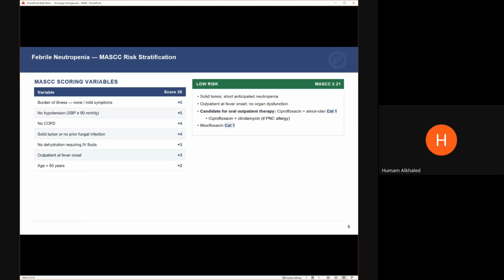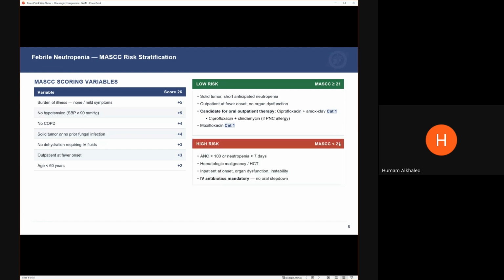If their MASCC score is less than 21, this is considered high risk. And this includes patients who have ANC below like 100, and this is what we call profound neutropenia, or expected neutropenia in the 7 days. And these are patients who have like blood cancers, acute leukemias, lymphomas, sometimes myelomas. Do they have a history of bone marrow transplant? Did the fever start in the hospital? So these patients, they need IV antibiotics, no oral options for them. So they need to be treated in the hospital.